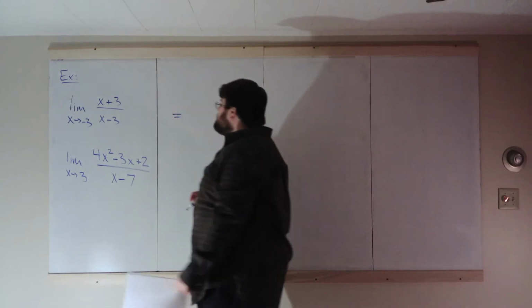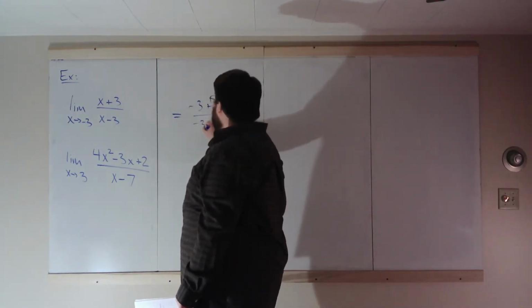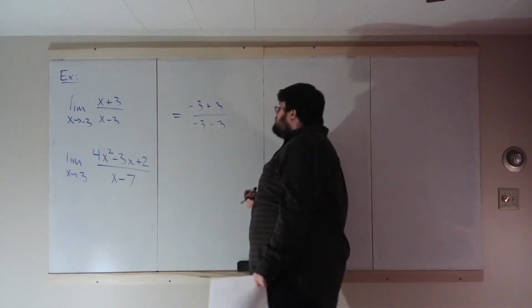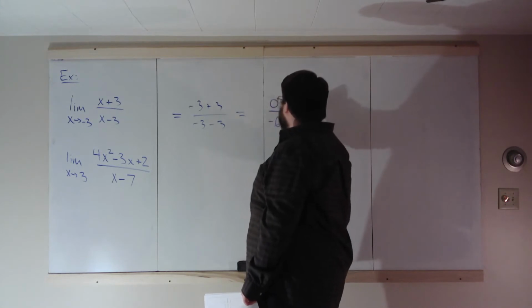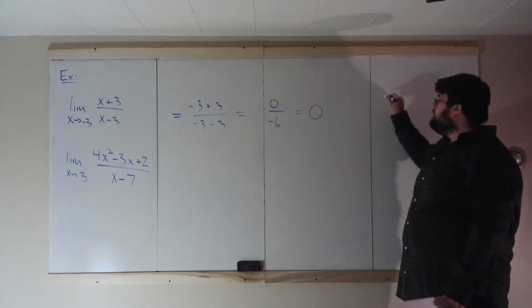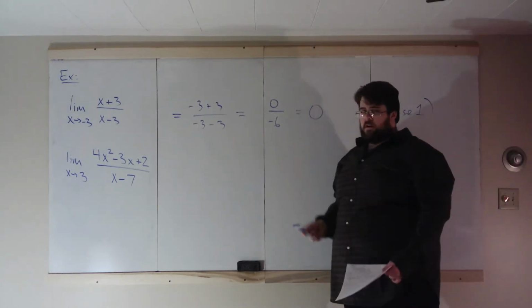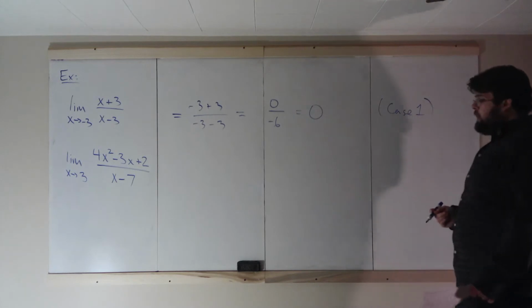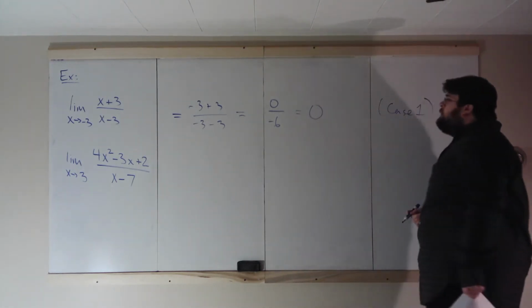First thing to do is a direct substitution, and I'll just write that here. What happens on a direct substitution? Well, you get negative 3 plus 3 over negative 3 minus 3. Okay? That's 0 over negative 6, which reduces to 0. Once you get here, you know you're in case 1. In case 1, your limit will be 0, because that fraction reduces to 0.